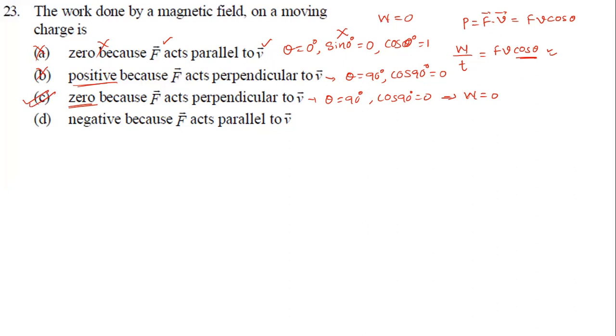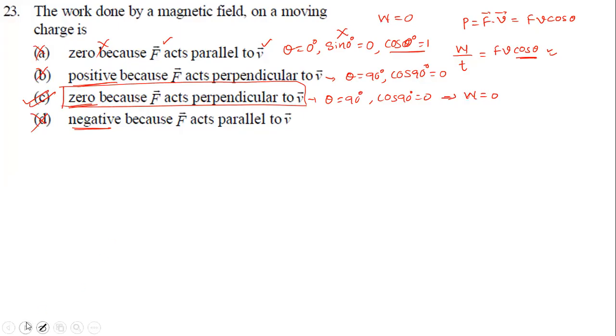And if you look at the fourth option also, for clarification, negative F acts parallel to V. Parallel we have done already here. We got a positive value, but here they are given a negative value. So this is also a wrong answer. So which is the right answer? C is the right option for your question.